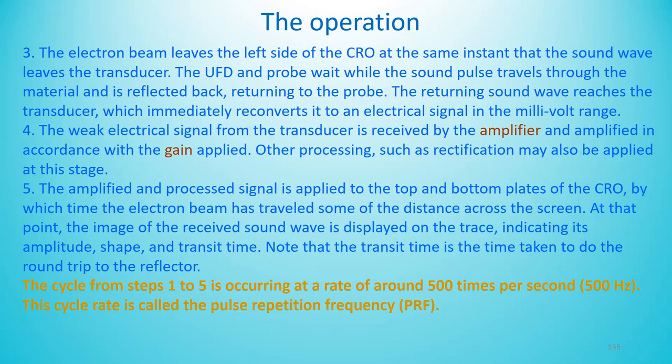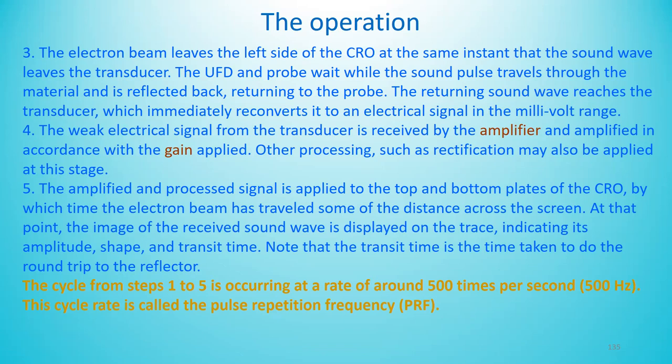Returning to the probe, the returning sound wave reaches the transducer, which immediately reconverts it to an electrical signal in the millivolt range. The weak electrical signal from the transducer is received by the amplifier and amplified in accordance with the gain applied. Other processing such as rectification may also be applied at this stage. The amplified and processed signal is applied to the top and bottom blades of the CRO, by which time the electron beam has traveled some distance across the screen.